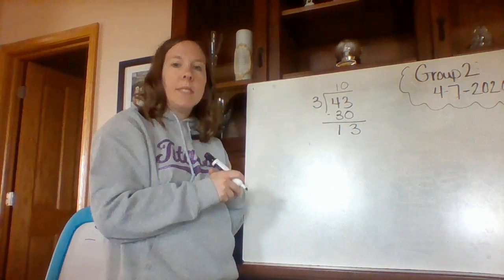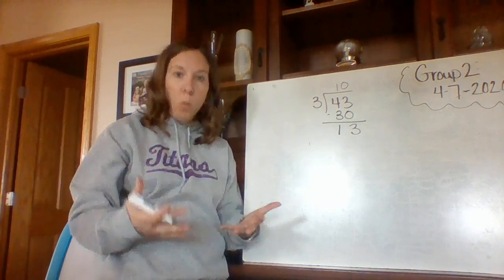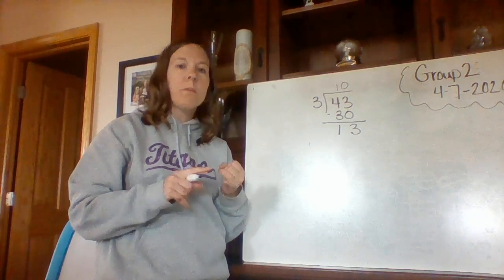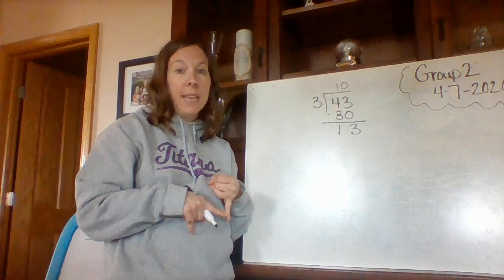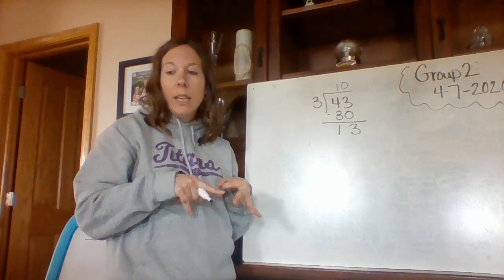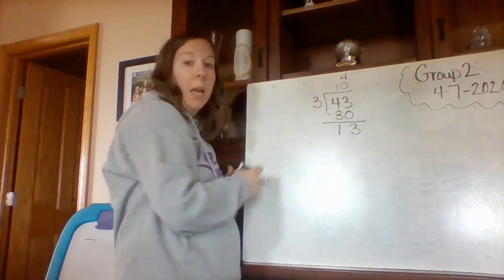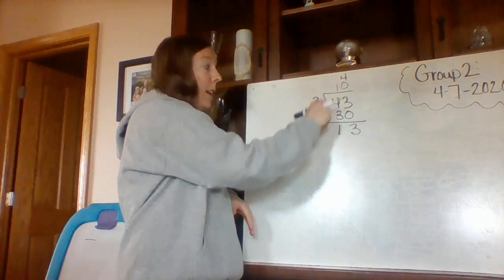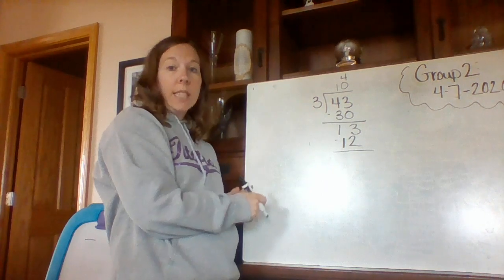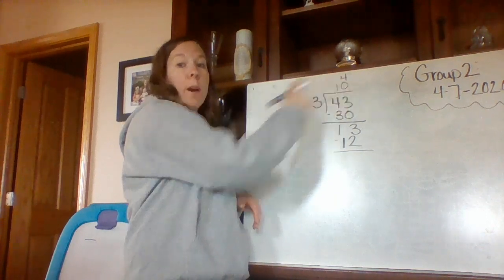All right? So now I have to ask myself, how many groups of 3 can I take out of 13? So 3 times what is going to get me closest to 13 without going over? I cannot go over. I know that 3 times 3 is 9, 3 times 4 is 12, and 3 times 5 is 15. So I know that 3 times 4 gets me closest. So I'm going to put my 4 up here, because 3 times 4 is 12. What I did was figure out how many groups of 3 will get me closest to 13. Well, it's 4, so I put my 4 up there.